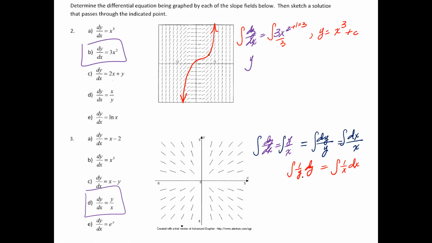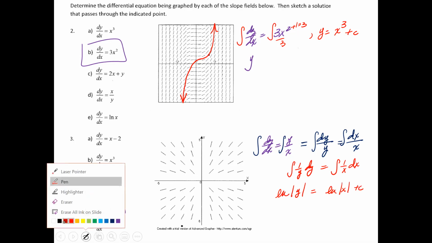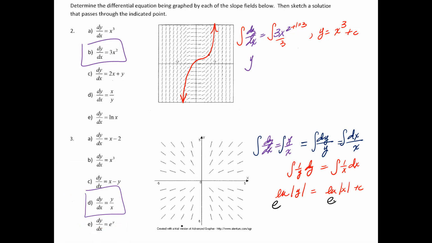Now, you know the integral of 1 over x is ln x, or ln u. So in this case, it'll be ln y equals ln x plus c. To get rid of the ln, you would just need to put an e on both sides. That cancels. y is equal to x plus c. So looking at this part right here, it's just going to be a straight line with a slope of 1 over 1.